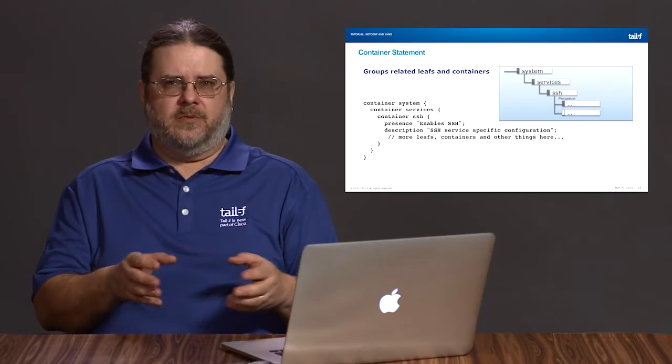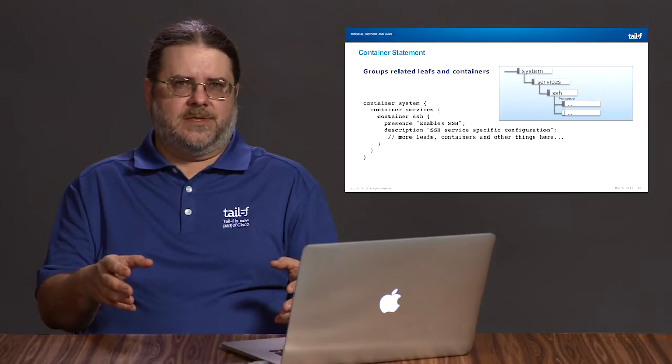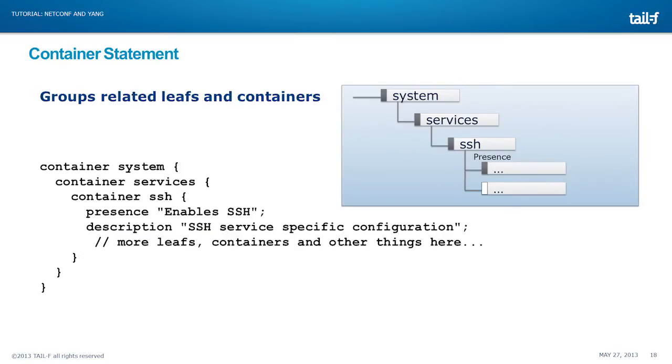Container is our first organizational YANG statement. It is used to organize our leafs into that hierarchy or tree. If you think of your YANG hierarchy as being a graph of a tree, a container is an interior node of the tree. It is only used for organizing the tree. It doesn't have a type. It doesn't hold data.